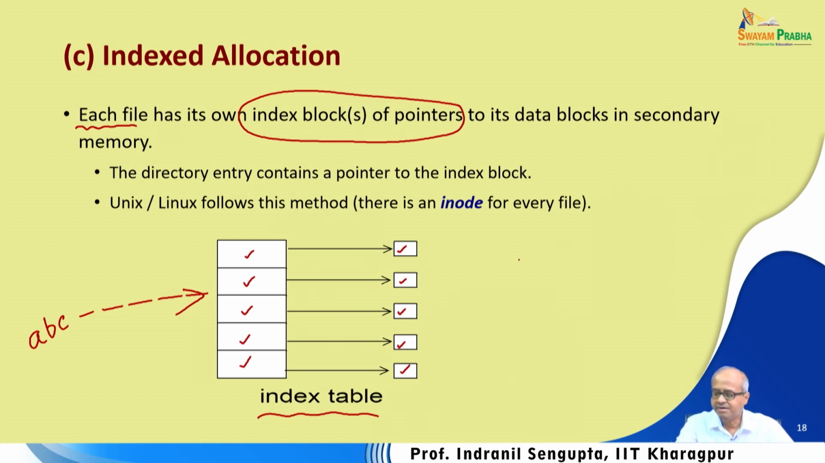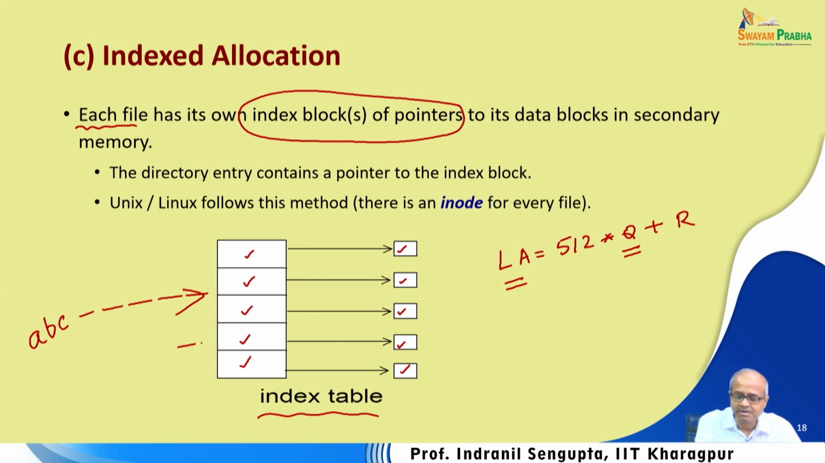So, if you do that same thing, LA equal to 512 into q plus r, given a logical address in the file you want to access, if you know that you want to access the qth block, you directly consult the index table and go to the qth row, and from the qth row you directly go to the qth block. You do not have to traverse through so many disk accesses just like a linked list. You have to access the index table once and the final block once, 2 accesses, right.